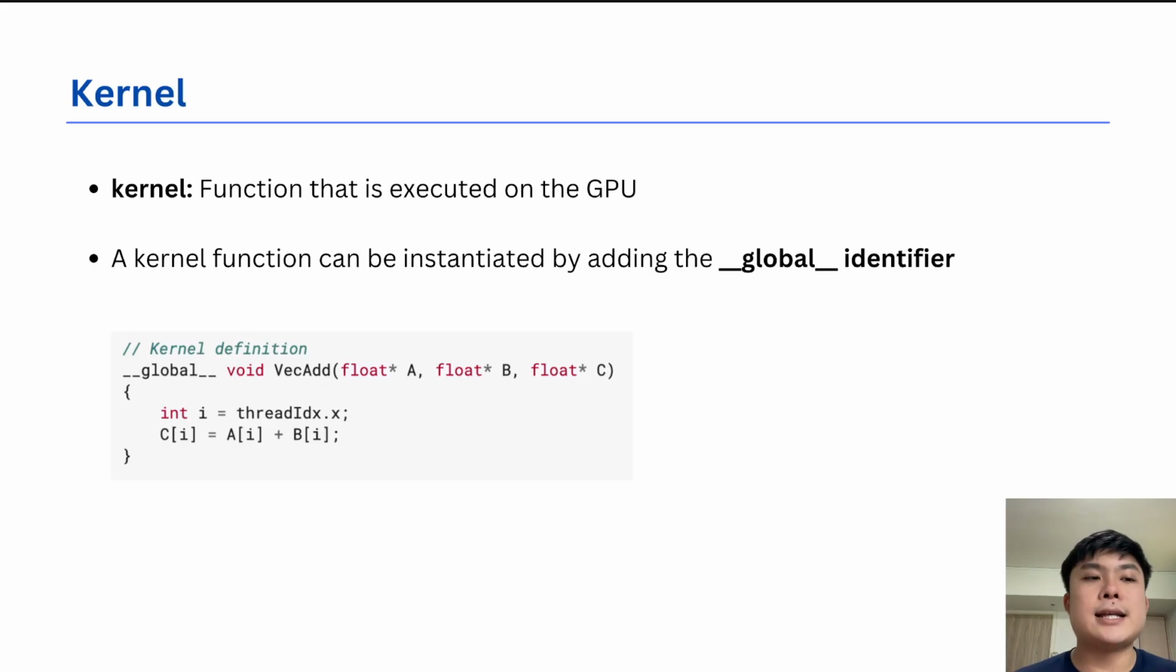Going more to the CUDA side of things, we first learn what a kernel is. A kernel is a function that is executed on the GPU. This kernel function can be instantiated by adding the __global__ identifier beside your usual function definition.